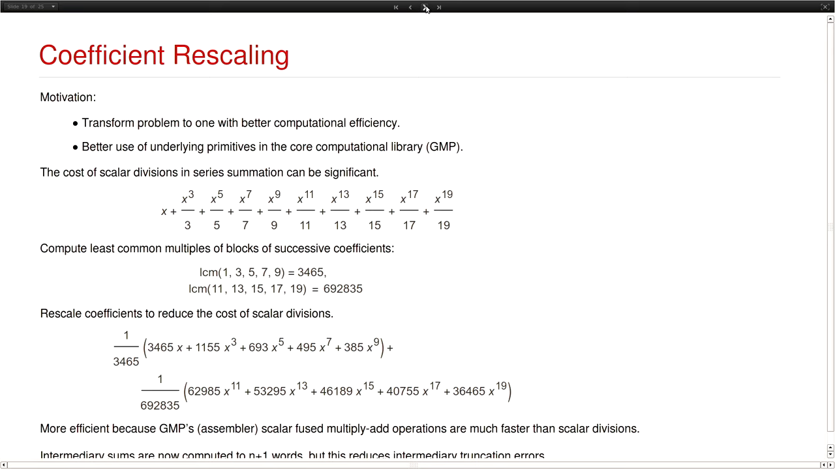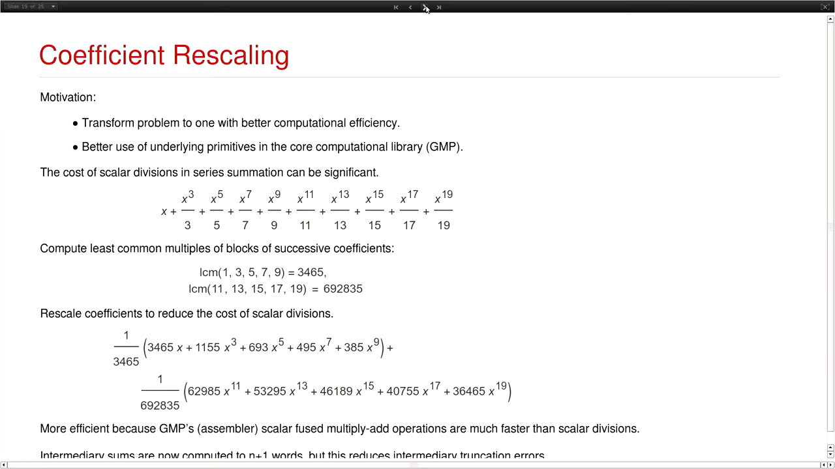And the second trick is that even though these are scalar divisions here, divisions are more expensive than multiplications. Okay. Let's take the first 5 terms and compute the least common multiple, that's this number here, and the next 5 terms and compute the least common multiple. Then I can rewrite this, which involves all these divisions, as something like this, where these are now multiplications. And only every 5 terms do I do a division, right?